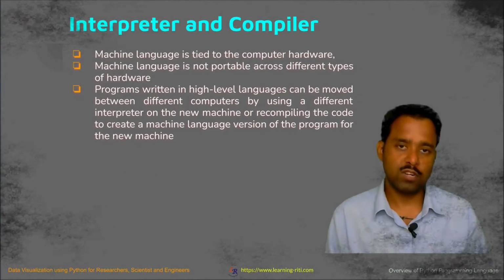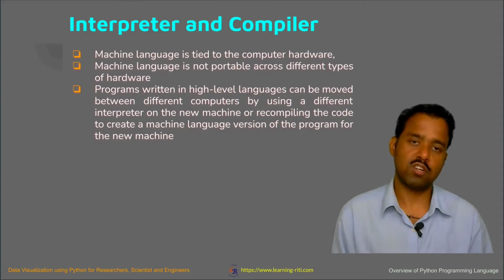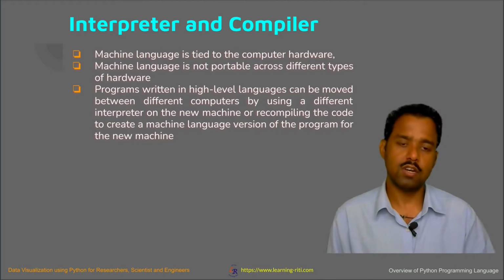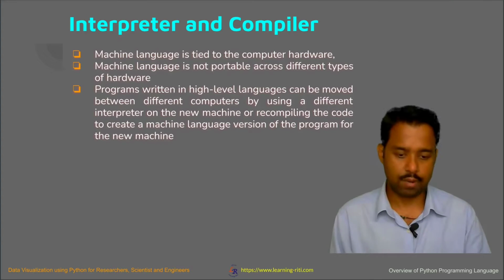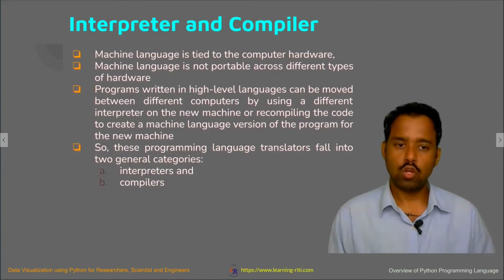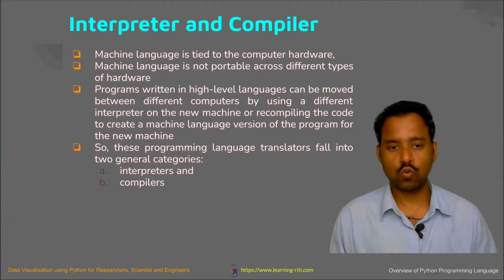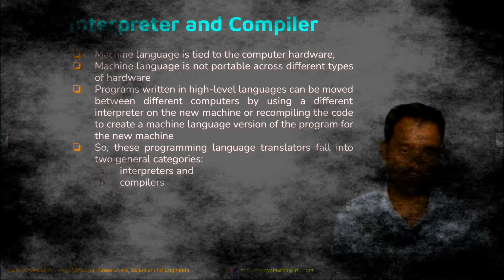With the help of interpreter and compiler, you now have the flexibility to use different types of machines and different hardware, and then they can be accordingly converted to their machine language with the help of interpreters and compilers. So in summary, we have two programming language translators, and the two categories that we discussed.